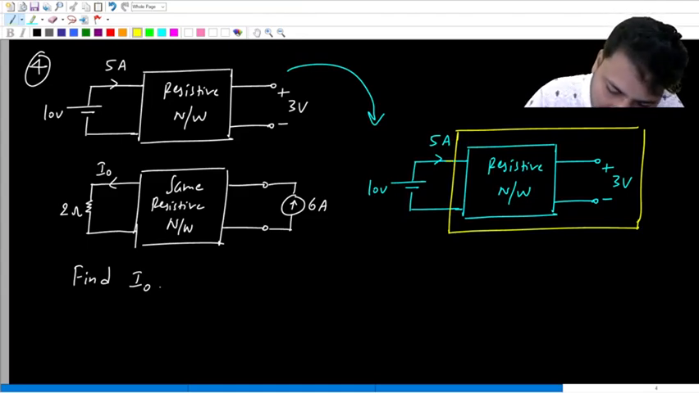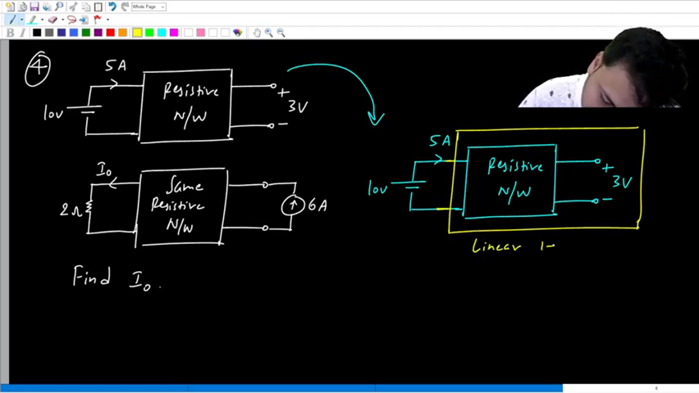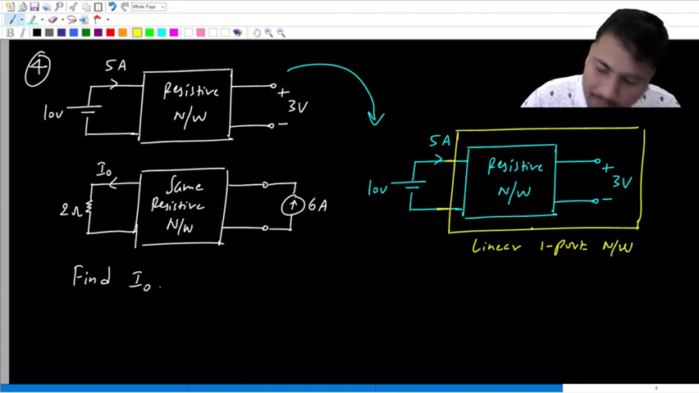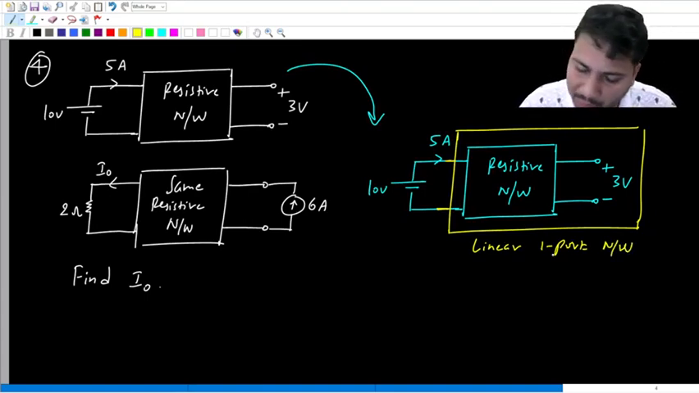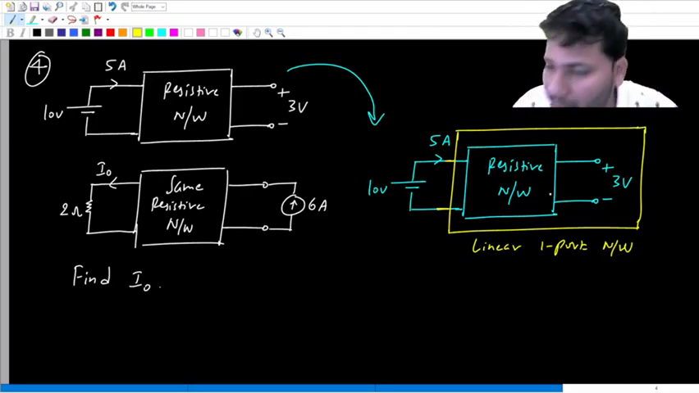What is this yellow color box? Is it not a linear one port network? This blue color box is what? A resistive 2 port network, but this yellow color box, it is what? A linear one port network. Are there any independent sources inside this yellow color box? No. A resistive network will only have resistors, and then here we have an open circuit. There are no independent sources inside the yellow color box.